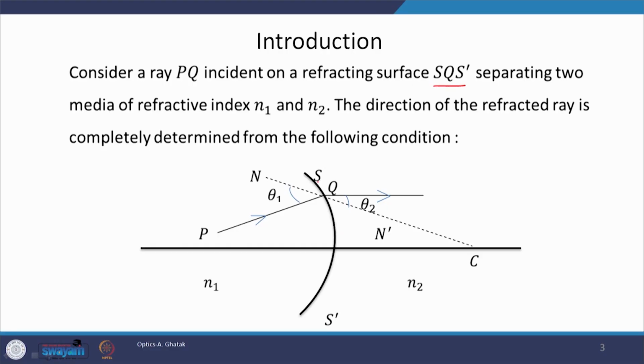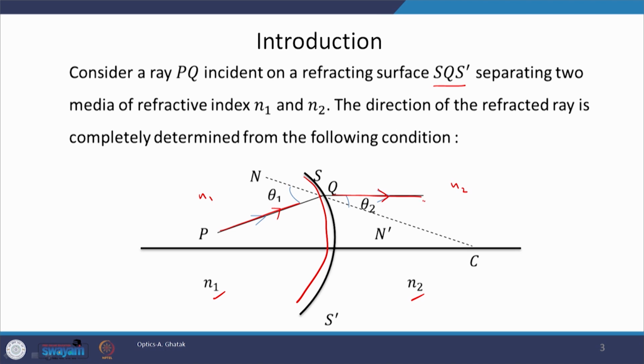But before that, let us consider a spherical refracting surface, which is represented by SQS'. This is our spherical refracting surface, and the ray PQ is the incident ray. It falls on this refracting surface, and then it goes in a certain direction after getting refracted. This refracting surface is separating two media, one of refractive index n1 and the other n2, as shown here.